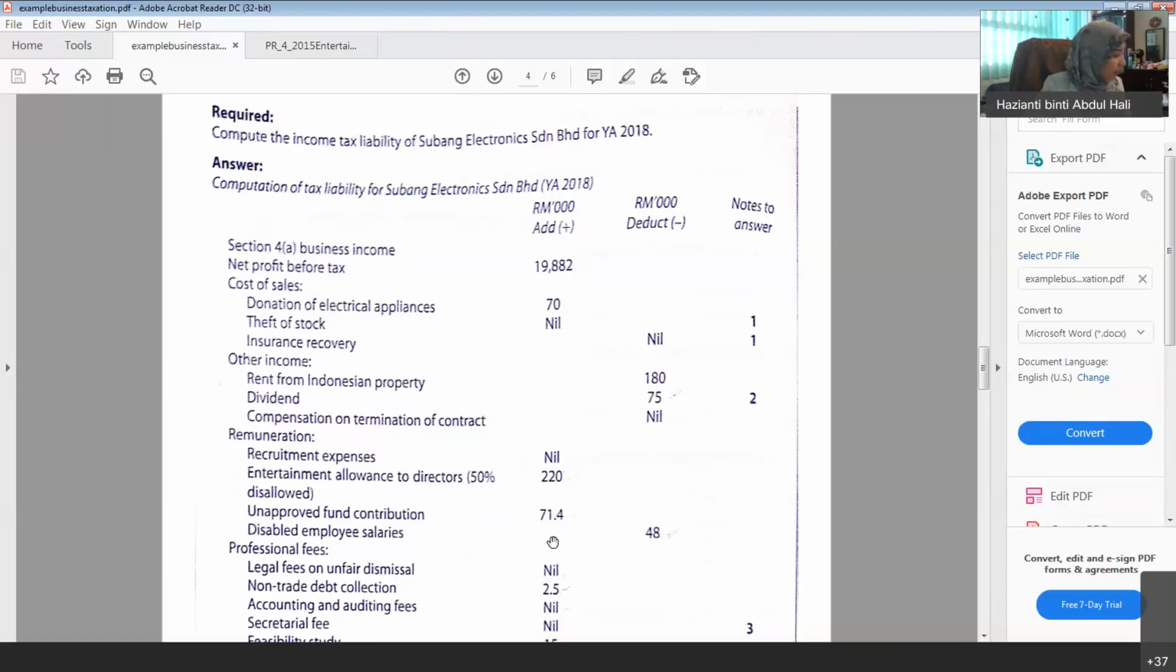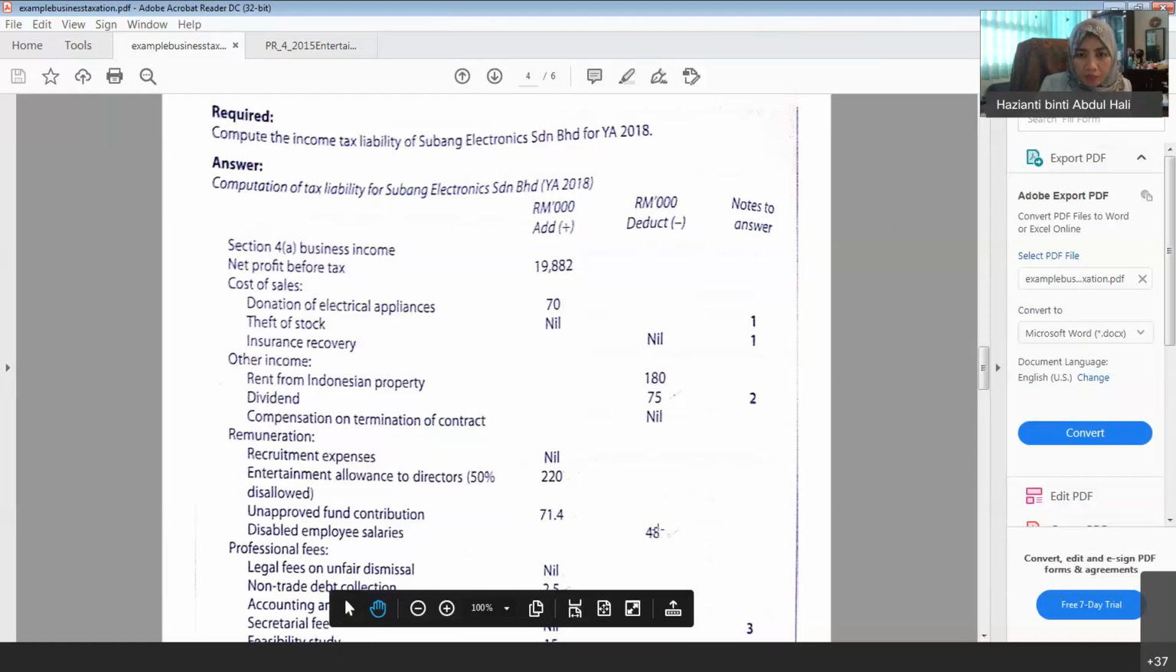And also disabled employee salary. Okay, salary untuk employee tadi 48,000. Tapi dia double deduction kan. So kita tolak lagi 48 dekat sini. Walaupun dia dah tolak kat sana 48, kita tolak lagi dekat sini. That will eventually reduce the income tax sebab dia ada disabled employees.